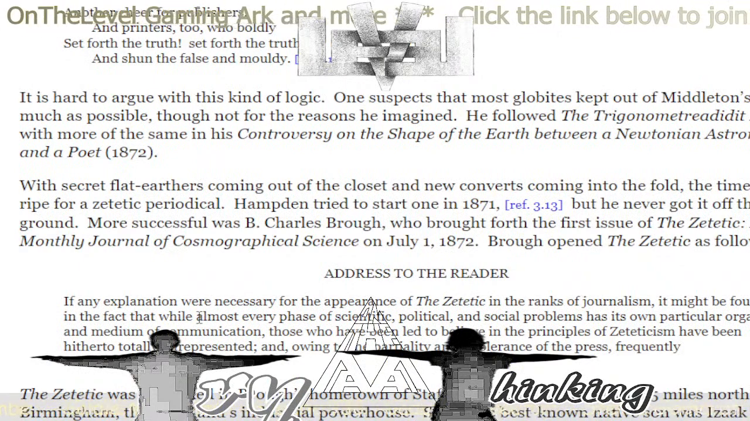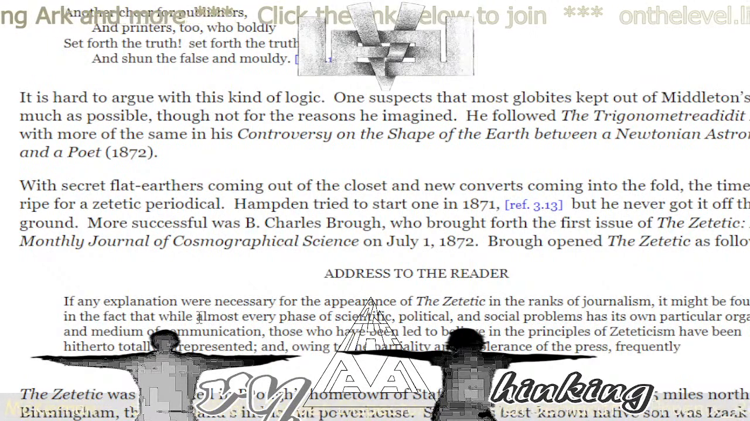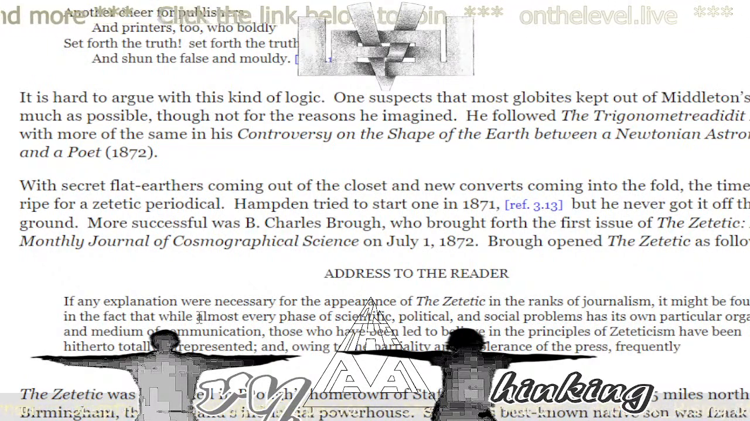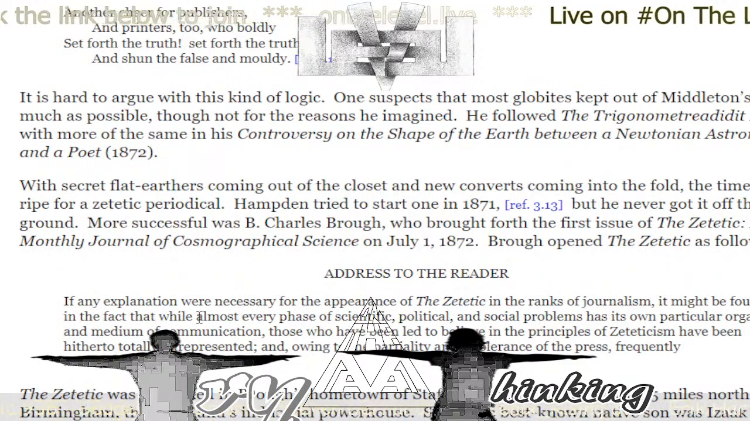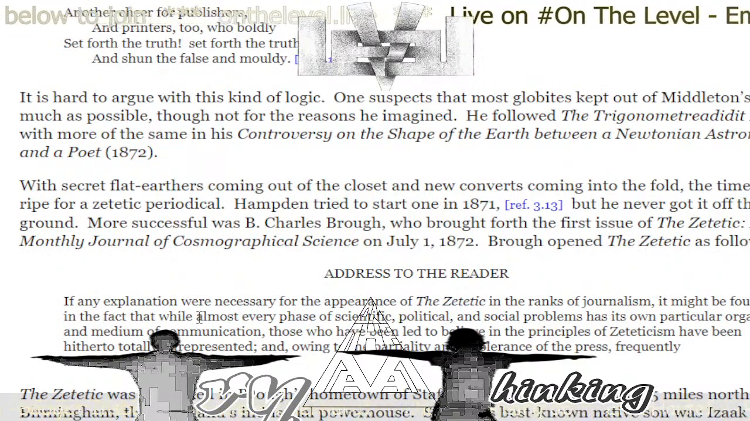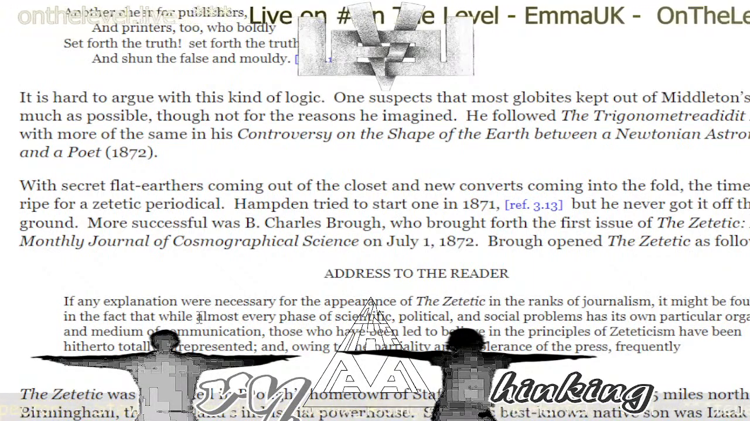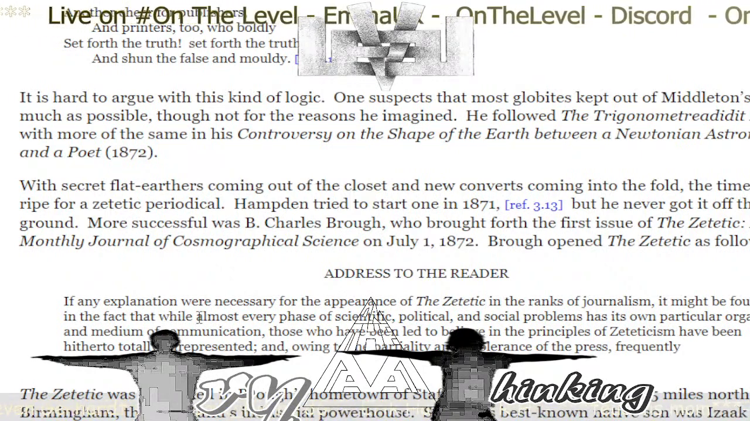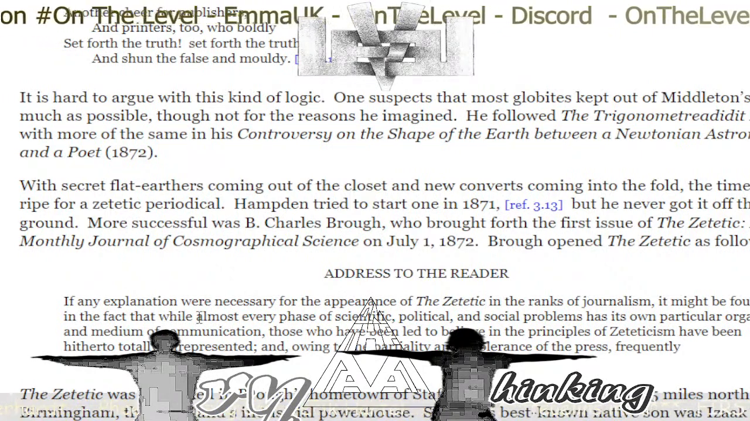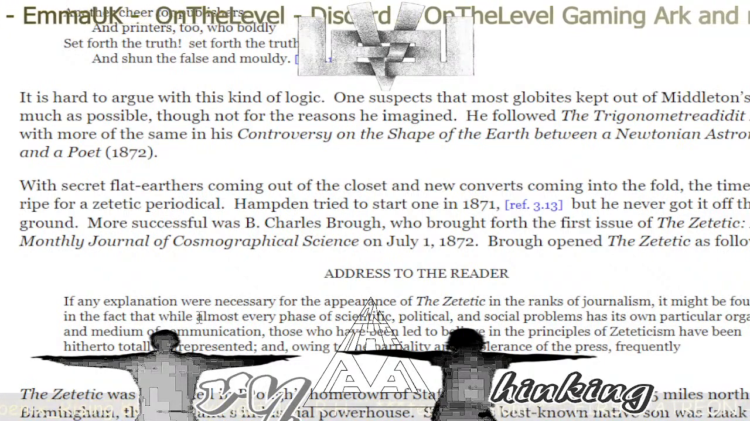Wow. With secret flat earthers coming out of the closet and new converts coming to the fold, the time was ripe for the zetetic periodical. Hampton tried to start one in 1871, but never got it off the ground. More successful was Charles Bieber, who brought forth the first issue of the Zetetic, a monthly journal of cosmographical science, July the 1st.